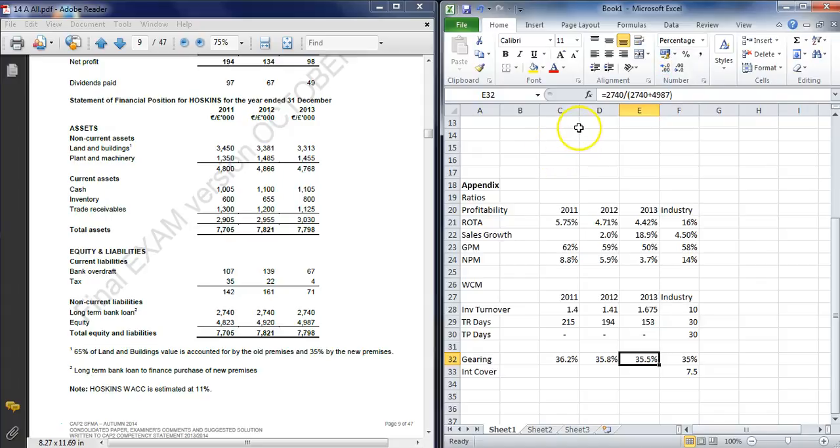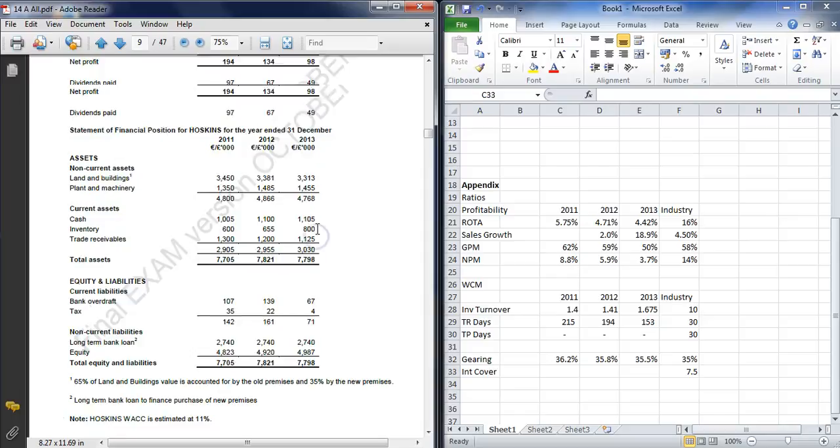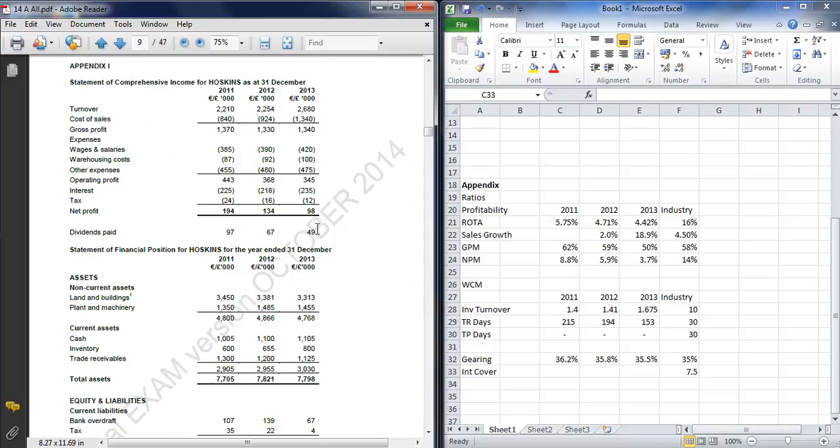However, another one we could be looking at is the interest cover. And this really looks at how sustainable the debt is in terms of affordability on an ongoing basis. So the interest cover is your operating profit, which is 443 in 2011, divided by your interest, which is 225. So it's about 1.9 times, 1.97 times in 2011. 2012, it's 368 divided by 218. So about 1.6 times. And 2013, it's 345 over 235. So down to about 1.4 times.